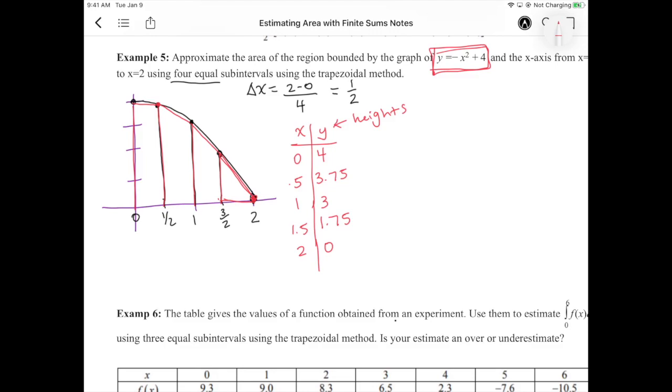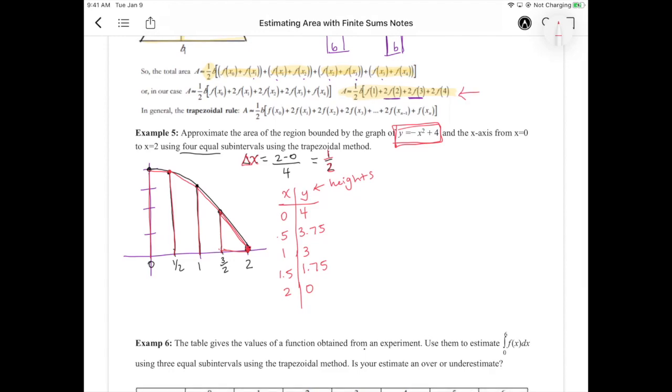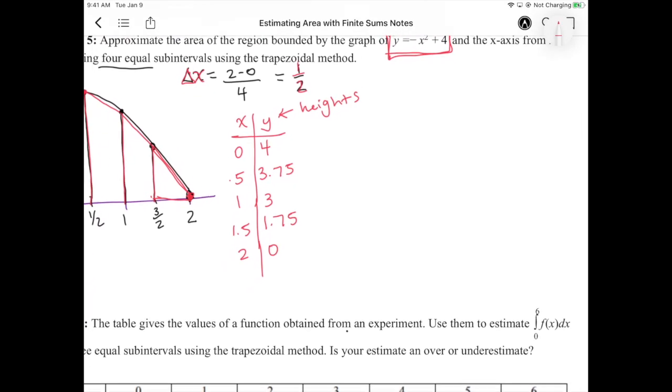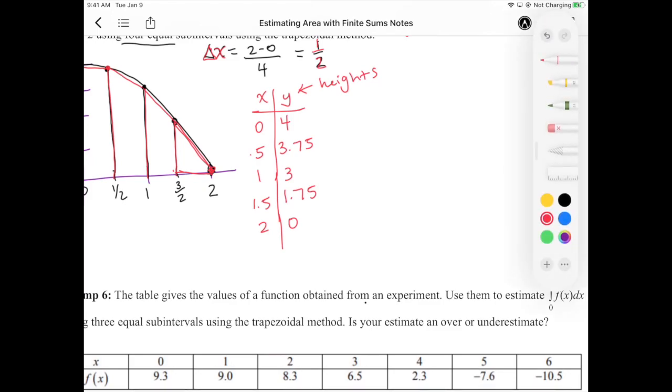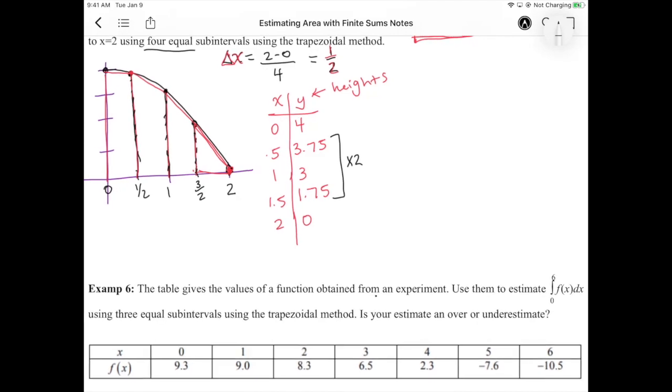Okay, so now I have my y values, my heights. I have my change in x. It's 1/2. And so now I can plug into this equation right there. So I know that the ones that I'm going to use twice, I'm going to make a little reminder. Those use twice because they are the inner walls of the trapezoids, and they get used in both the left and the right trapezoid.